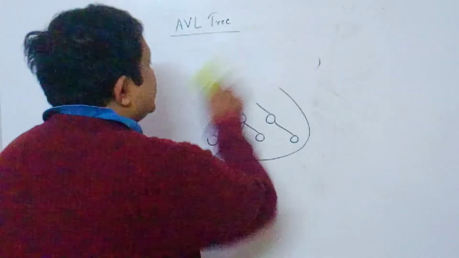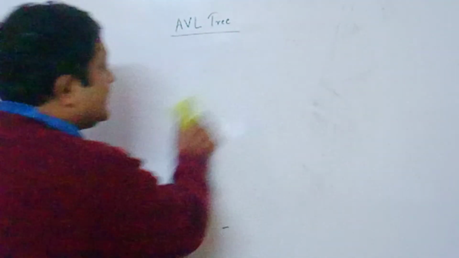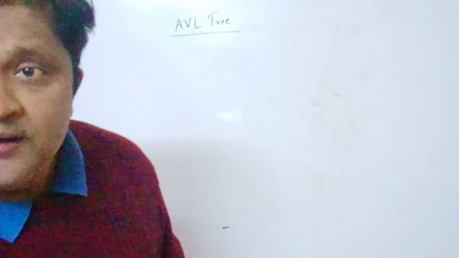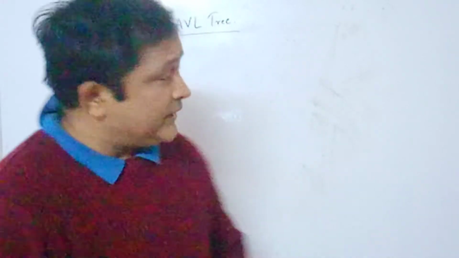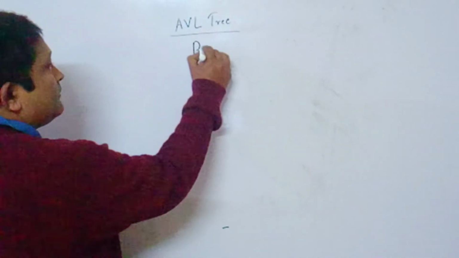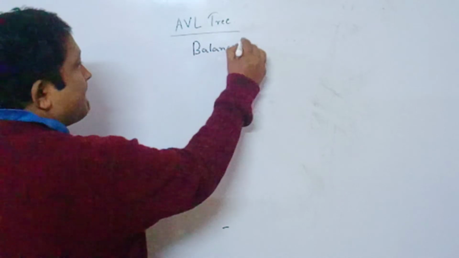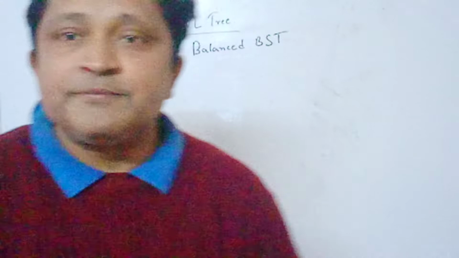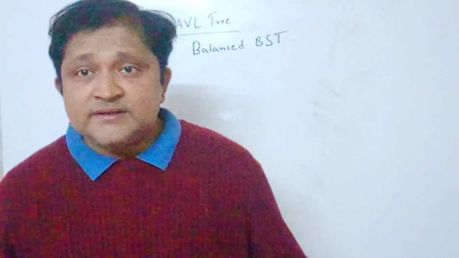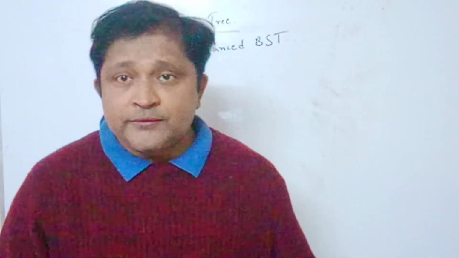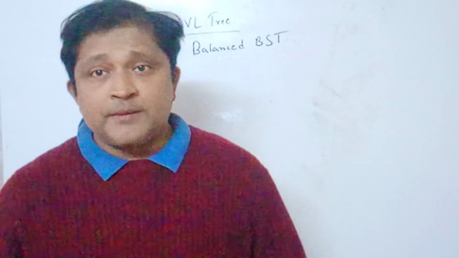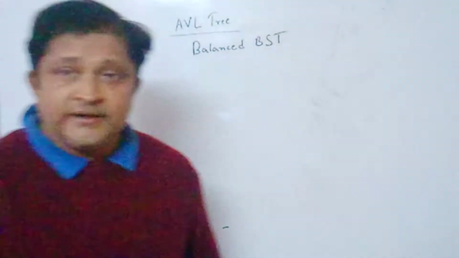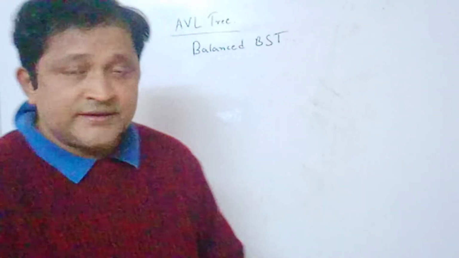Now, what is an AVL tree? An AVL tree is nothing but a binary search tree, a special type, what is called a balanced binary search tree. An AVL tree is a balanced binary search tree. And what is balancing? What is the difference between an unbalanced binary search tree and a balanced binary search tree? To understand this, let's study the concept of balance factor.